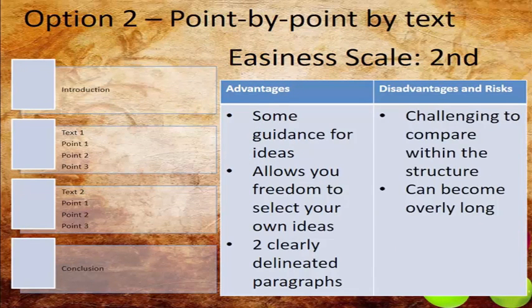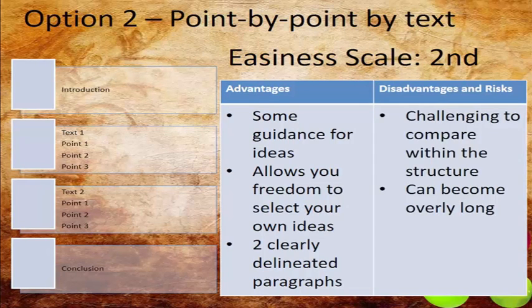Option 2 is point by text, and on the easiness scale it's 2nd. So you can see we've got introduction, text 1, point 1, point 2, point 3, text 2, point 1, point 2, point 3, and then a conclusion. So what the points are is entirely up to you, but it may be things like plot, character, theme, motifs, anything you choose. And you talk about text 1 in isolation and then text 2 in isolation. And again, this isn't necessarily a good form.